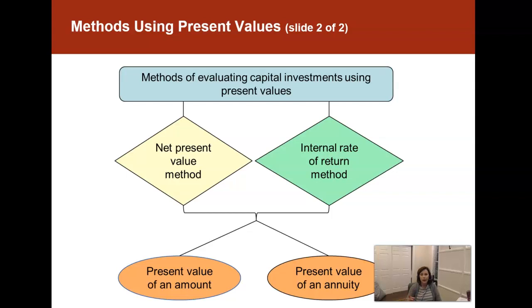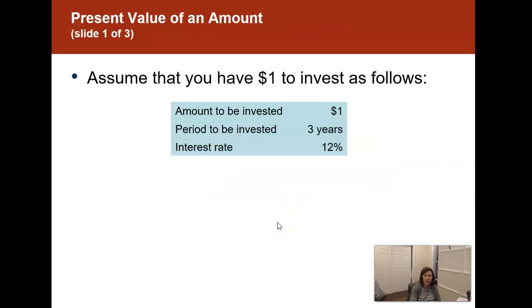We're going to move on now and talk about our two methods using discounted cash flows. We've got the net present value method and the internal rate of return method. And so we will look at those. When we talk about net present value, again, we're looking at the time value of money.